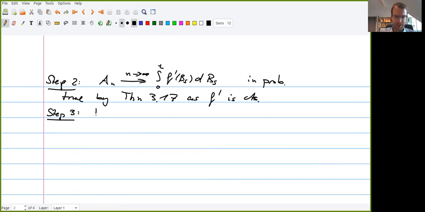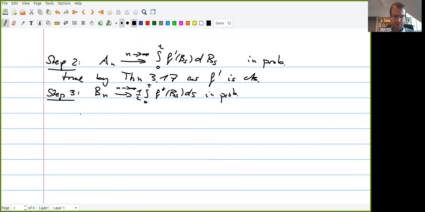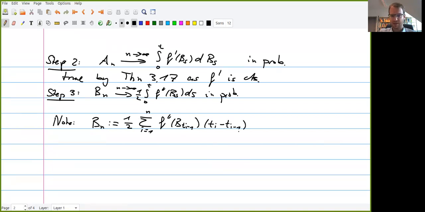Step 3 is B_n goes to 1/2 the integral with respect to the quadratic variation, respectively here just ds, again in probability. Okay, here we have to work a bit. So first, note, we can represent B_n as 1/2 the sum of the second derivative applied to the Brownian motion at t_{i-1} multiplied with the increment in time t_i minus t_{i-1}.